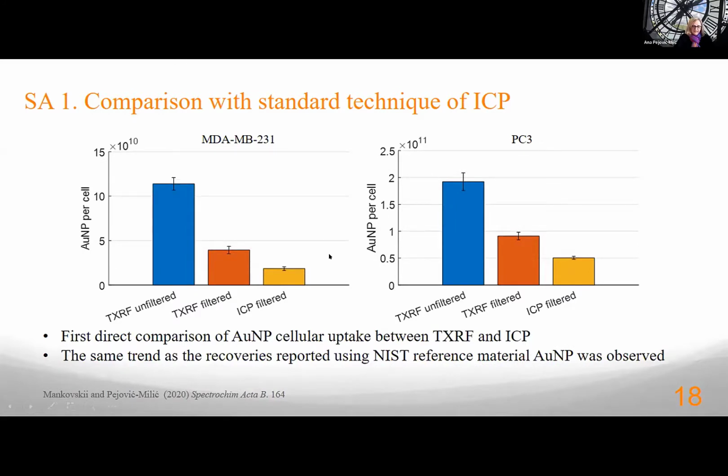So in the next step, we repeated the results, but calculated the number of gold nanoparticles per cell, and confirmed the significant drop in the ability to detect gold nanoparticles in cells if filtration is present, and further on based on the ICP measurements. So basically, the same trend was observed in breast and prostate cancer cells in respect of the recovery based on the NIST standard, clearly showing that the ICP method widely used in the community has a problem and needs attention.